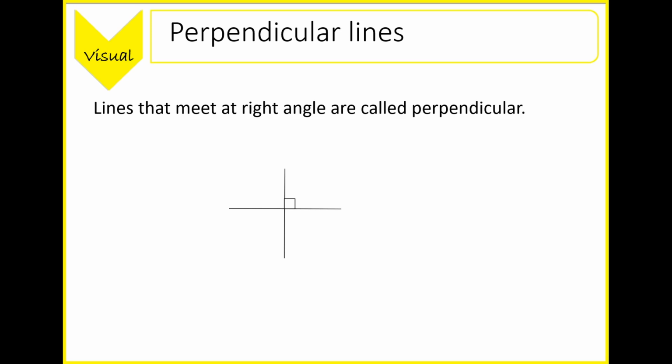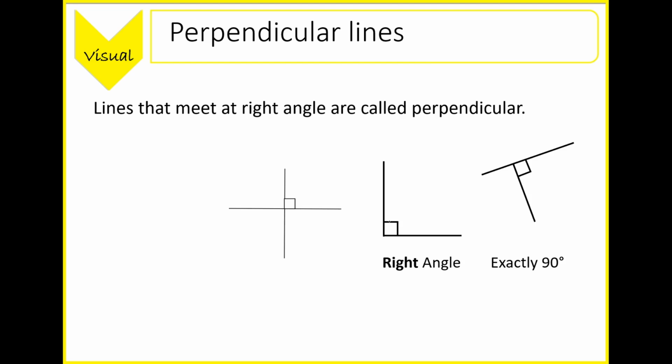Now for perpendicular lines, they are lines that meet and form a right angle, and the right angle is represented using a little square, and it means exactly 90 degrees. So anytime someone mentions perpendicular lines, they form a square or right angle, and that means they have exactly 90 degrees between them.